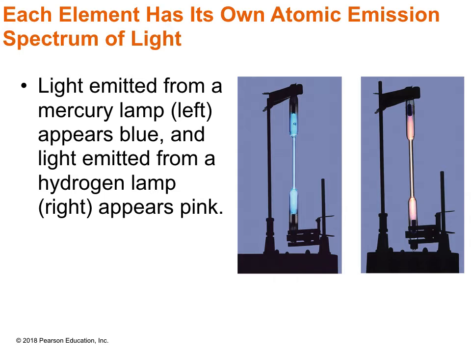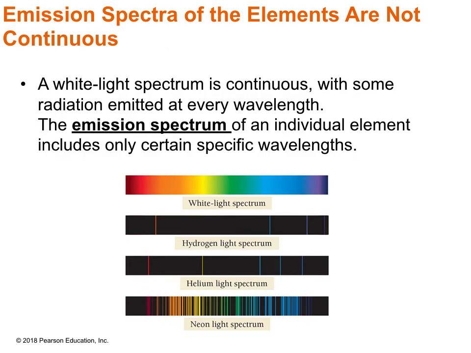So atoms of different elements do the same thing. Light emitted from a mercury lamp, which is on the left, glows blue, while light from a hydrogen lamp appears red. So closer inspection of the light emitted from these elements shows that each emission, or each glowing light, contains several different distinct wavelengths.